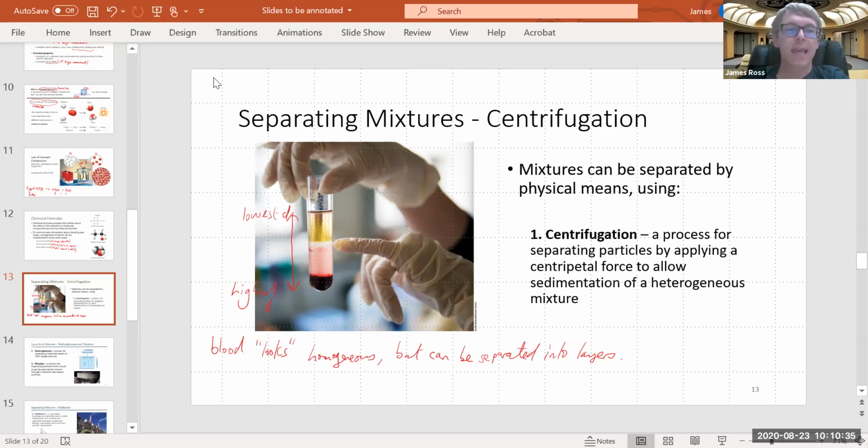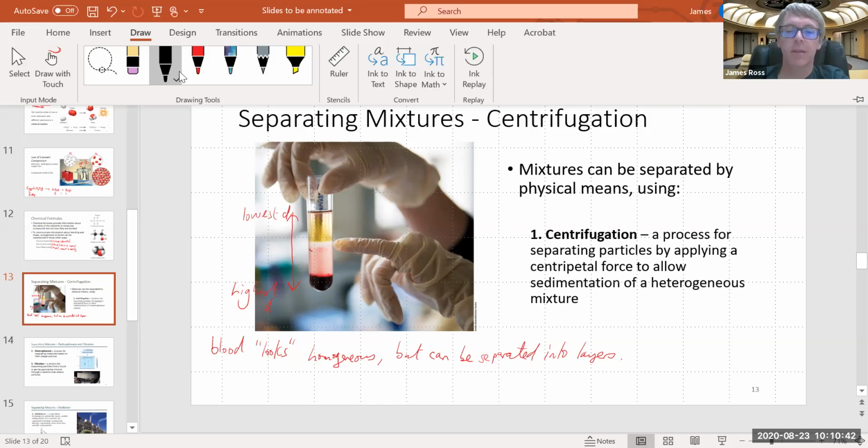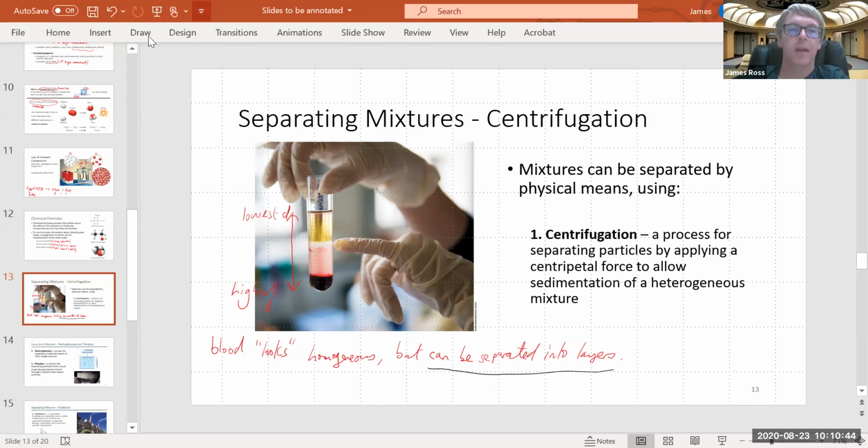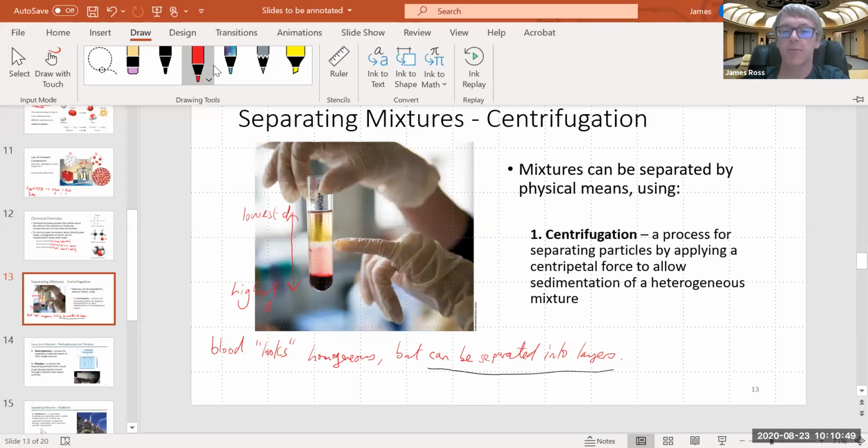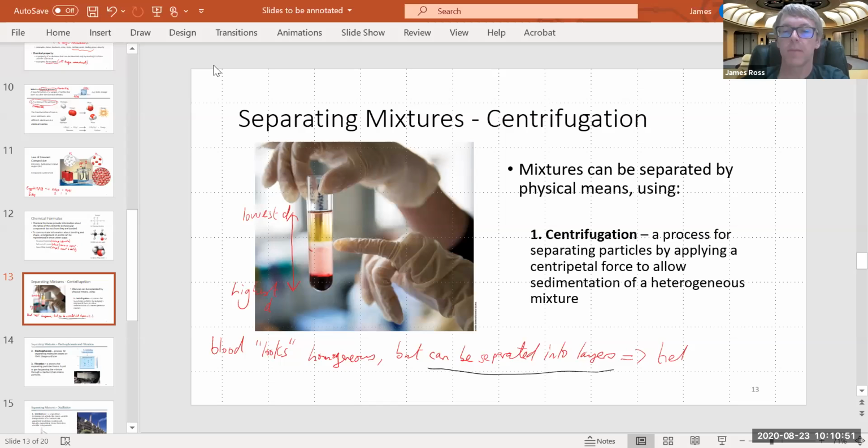The fact that it can be separated into layers means that it's actually heterogeneous, because now it's got features, right? I can see this feature clearly from this feature, from this feature, from this feature. I can see features. The whole thing is heterogeneous. So blood is a heterogeneous mixture.